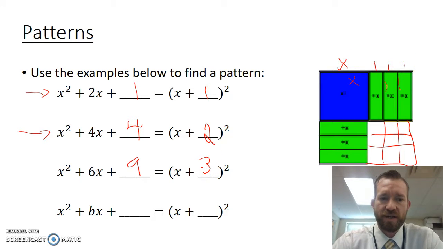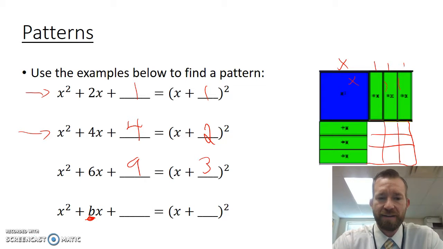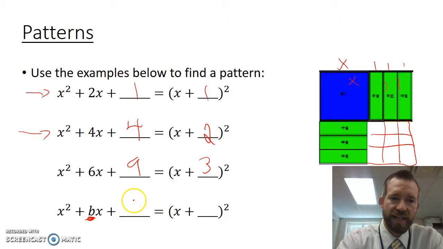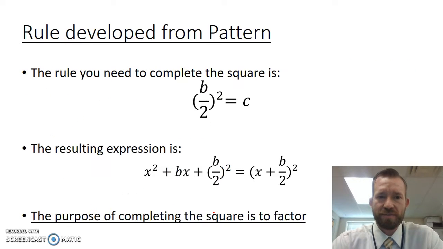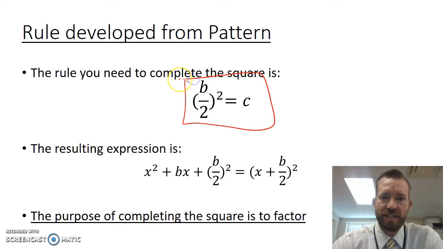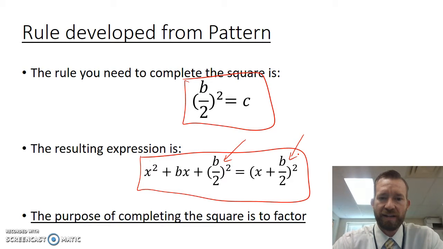The question here is, if you didn't know what b was, how could you find it? There's a rule that says you just take these terms here, cut them in half, and square them. So b over 2 squared. That's your rule here, and then this would just be b over 2. It just comes from a pattern. These are your rules. The way to find the value of c is with this rule, and then you can find the whole completed square with the new value of c and factor it.